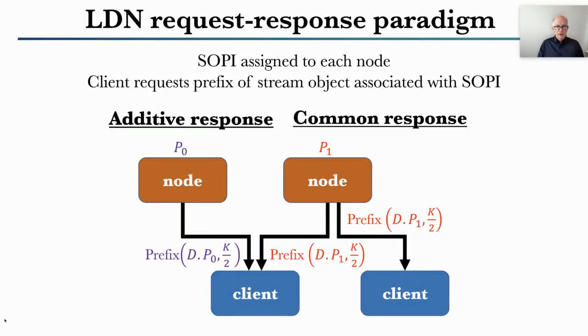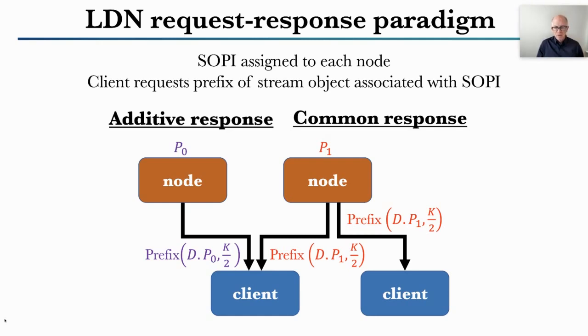The LDN request response paradigm is that a SOPI is assigned to each node, and a client requests a prefix of the stream object associated with the SOPI. So in particular, in the example below, the client on the left is trying to download a data object D, and it asks for a prefix of the stream object D.P0 from the node on the left that has SOPI P0, and a prefix of the stream object D.P1 from the node on the right that has SOPI P1. And if these prefixes are non-overlapping, then this provides the additive response capability.